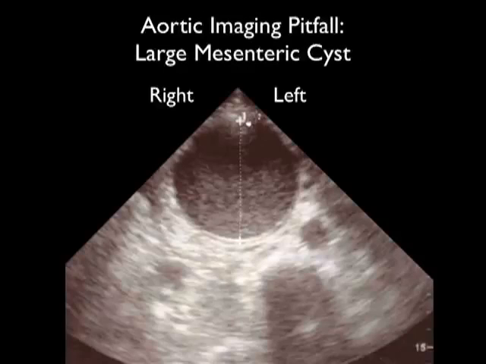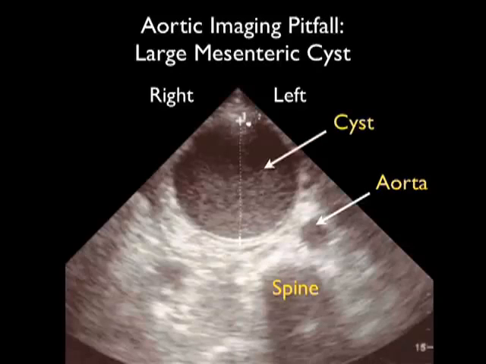This ultrasound image shows another interesting pitfall. At first glance, we see a very large dark structure towards the top of the picture here that could be mistaken as a very large abdominal aortic aneurysm. But again, close attention to the location of the spine posteriorly will help us out.